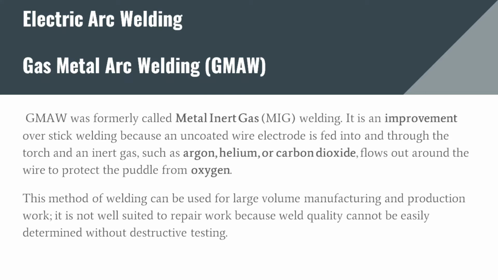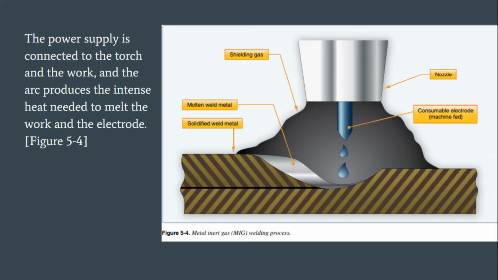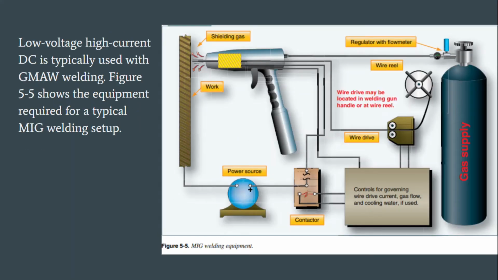It is not well suited to repair work because weld quality cannot be easily determined without destructive testing. The power supply is connected to the torch and the work, and the arc produces the intense heat needed to melt the work and the electrode. Low voltage high current DC is typically used with gas metal arc welding. Figure 5-5 shows the equipment required for a typical metal inert gas welding setup.